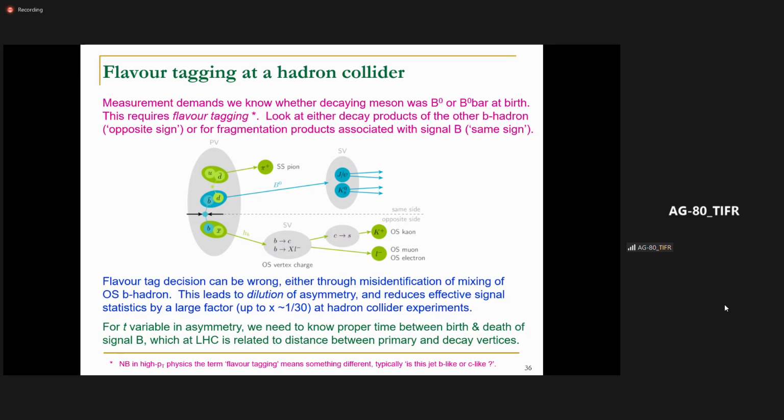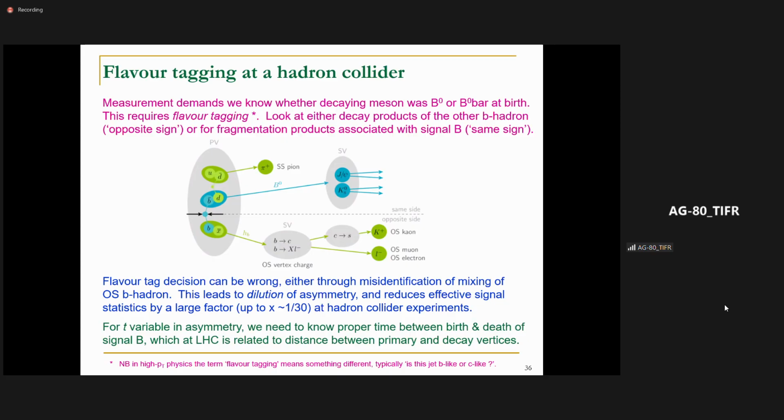Now, this should be contrasted with those of you who work on high pT physics on CMS, where you use the words flavor tagging just to tell you whether the jet has a B in it or a C in it or an S in it. In B physics, flavor tagging refers very specifically to this procedure, a way of inferring what the B was when it was produced. So this is the simplest method: you look at the other B in the event, and see if it decays to a lepton, and the charge of that lepton will tell you something about what this B was when it was produced.